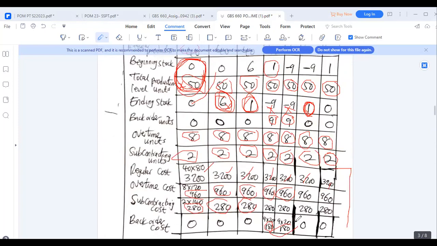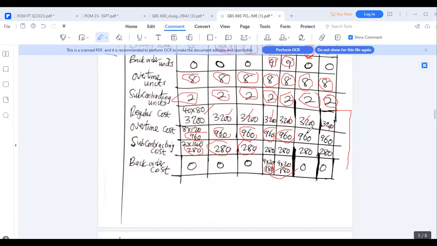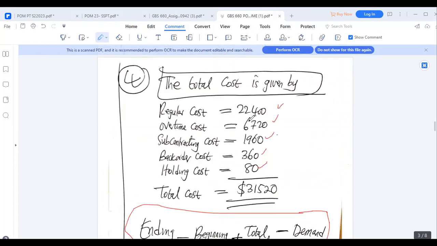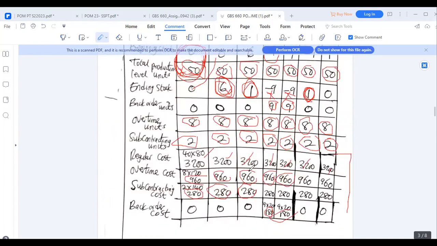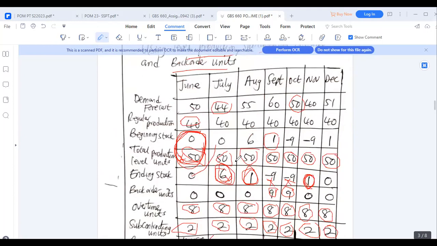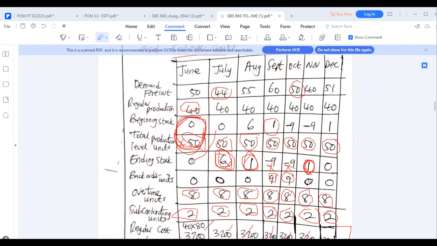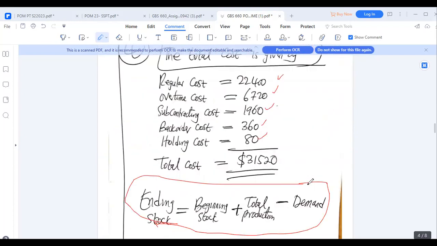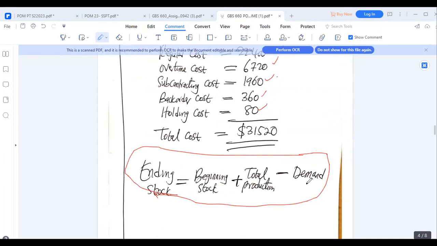addition of all these. The overtime was constant throughout, 8 by 120, and then the subcontracting was 2 by 140. Getting down, we had the holding cost, because we had the physical stock of 6 in July, as well as 1 unit in August and 1 unit in November, that gave us the total cost of 31,520.